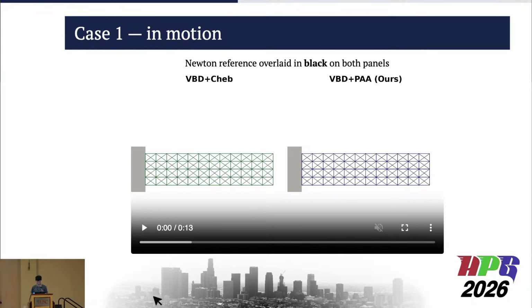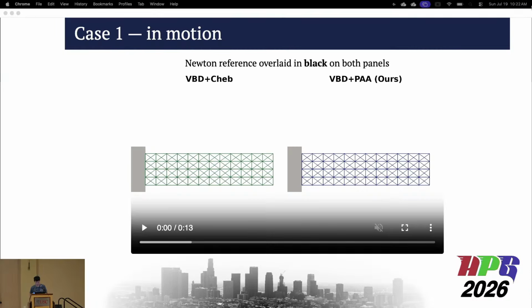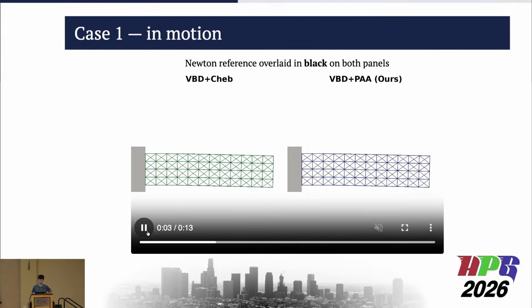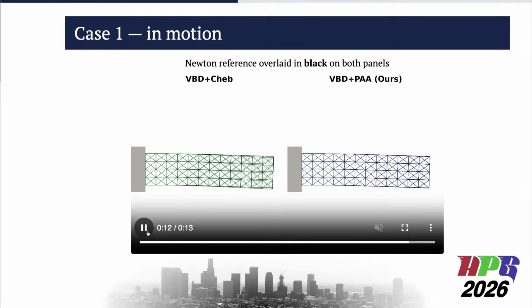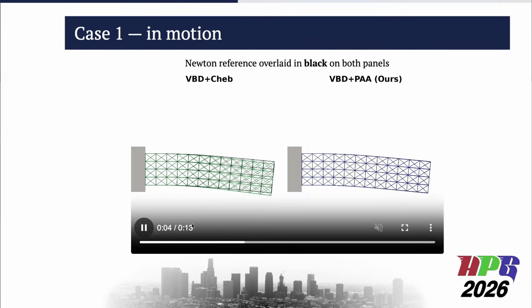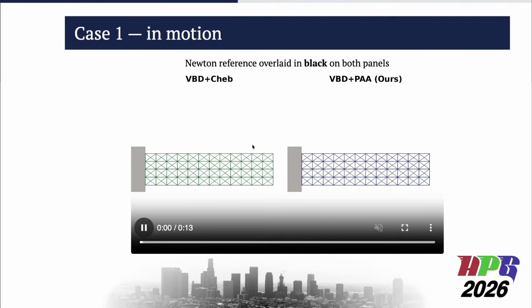So you can see on the left side, the green one is VBD and the Chebyshev, and the black one is Newton as a reference, using the Newton method. So our method is closer to the Newton reference than the original VBD and Chebyshev.